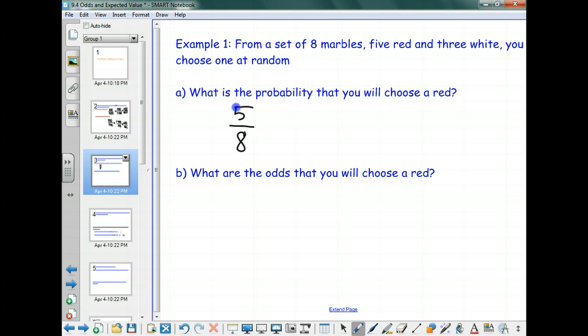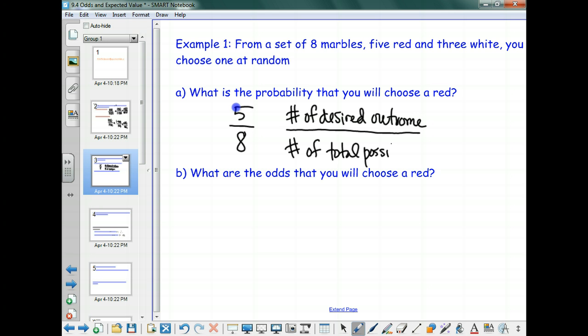So what I do is I take the number of desired outcomes. If the desired outcome is a red, that's the number of ways I can get the desired outcome. And I divide it by the number of total possible choices. That's what I do for probabilities, right? We've been doing that.